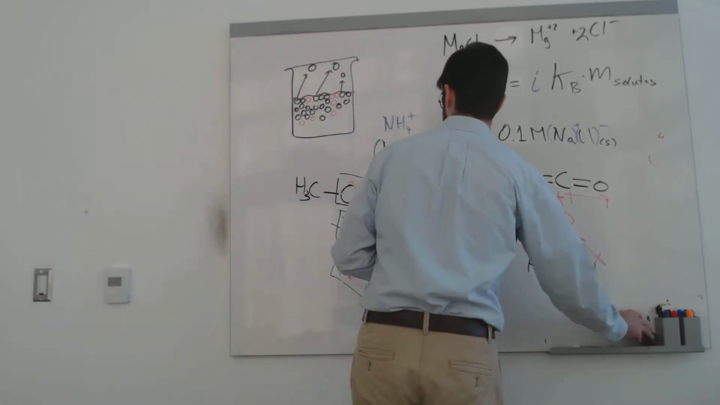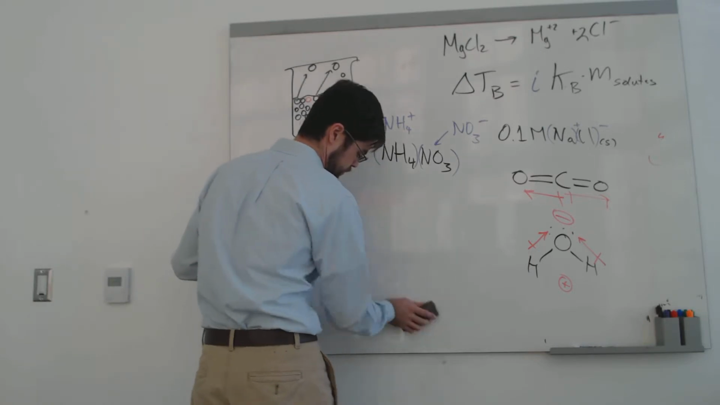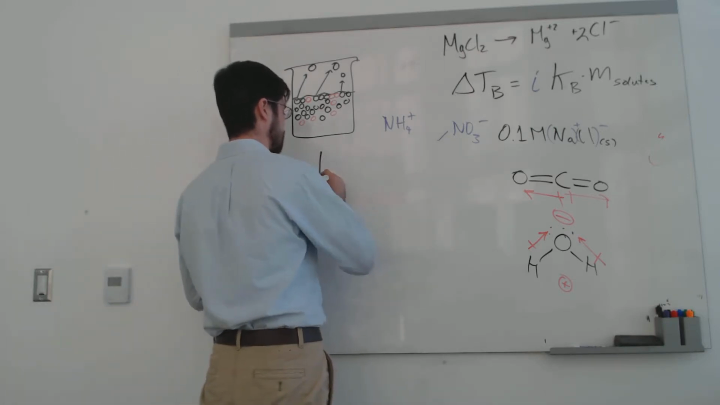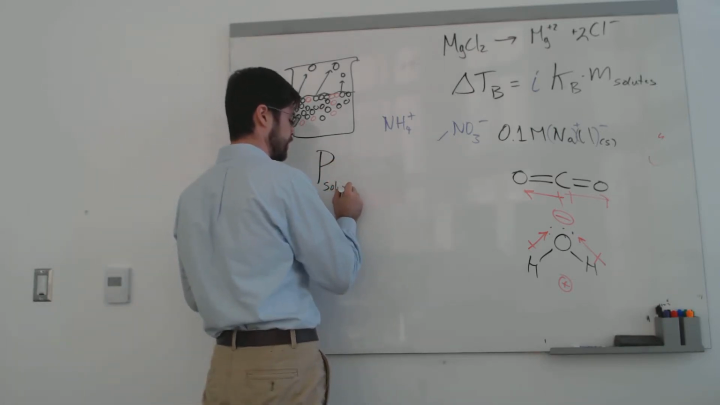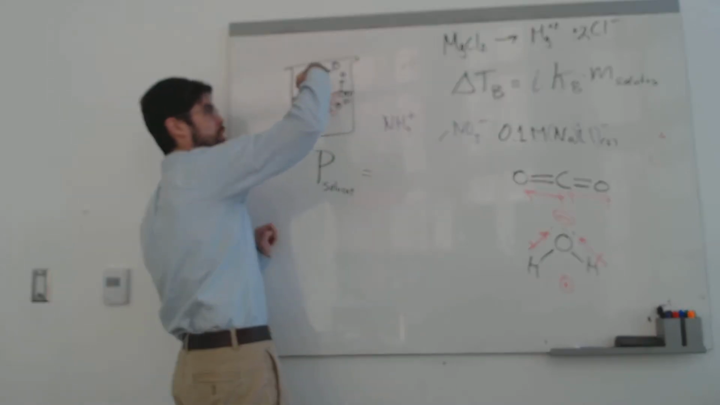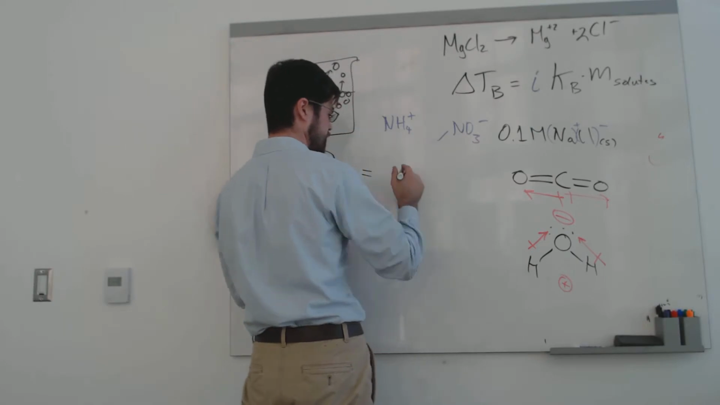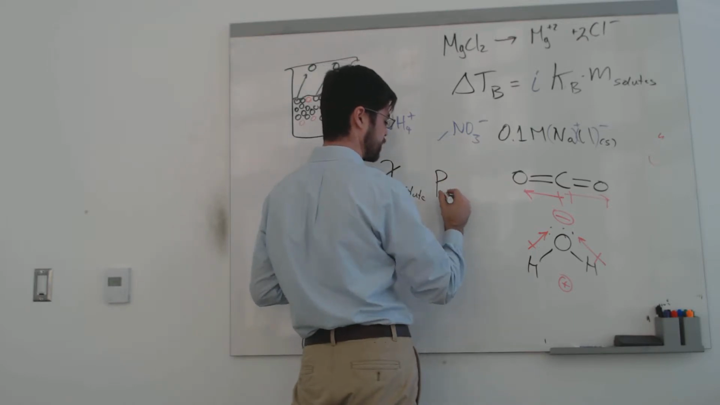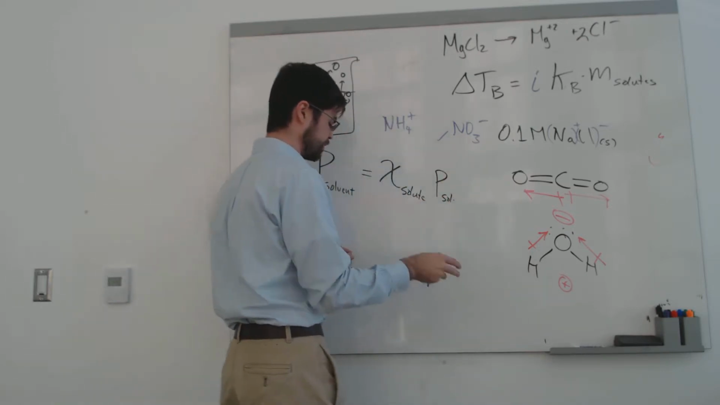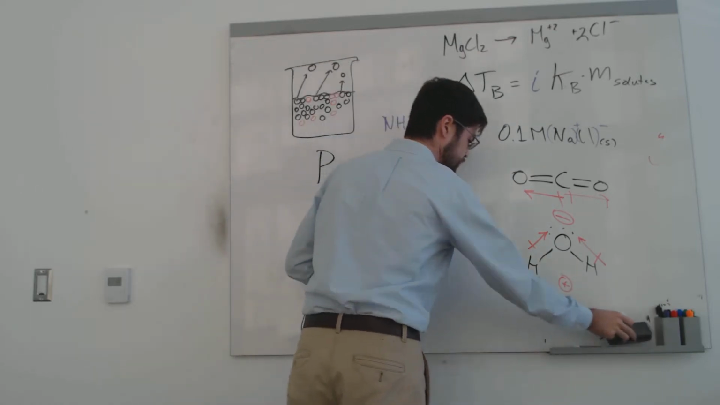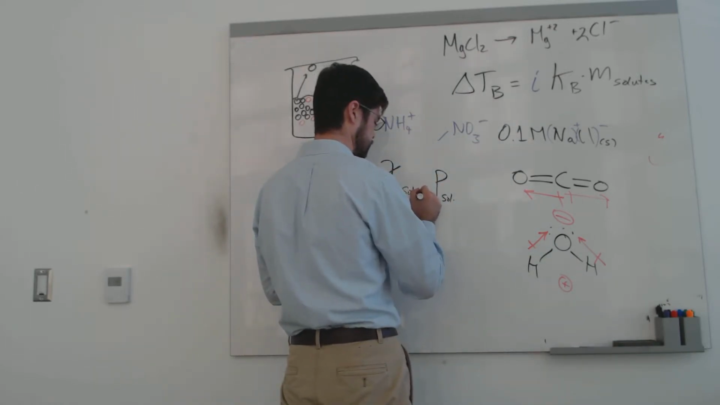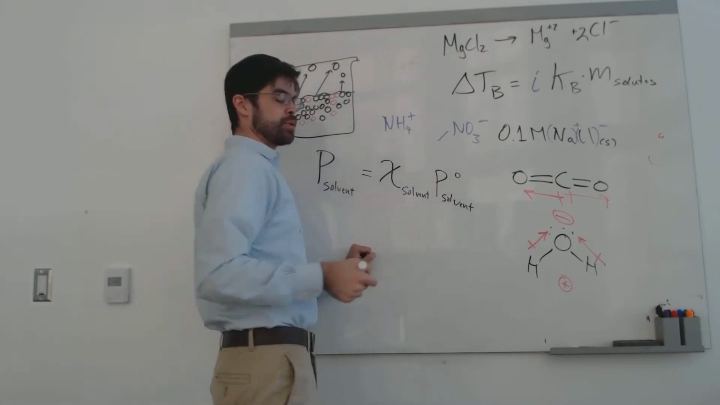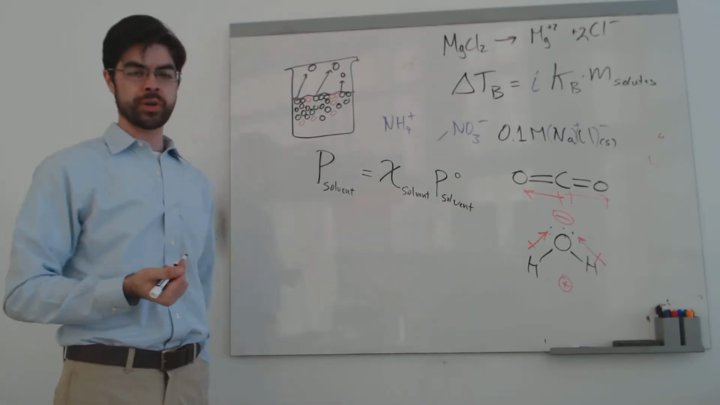So Raoult's law says that the vapor pressure of a solvent, the pressure that it exerts on the surroundings, is related to the mole fraction of that solvent times the vapor pressure of that solvent when it is pure. So this is called Raoult's law.